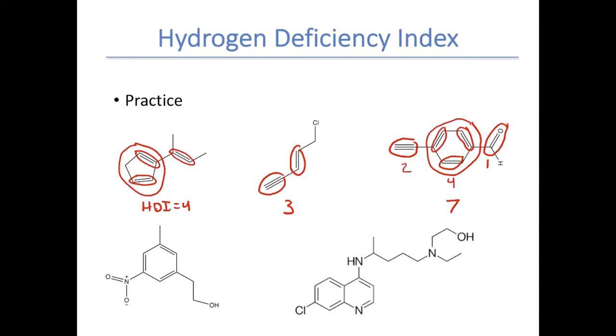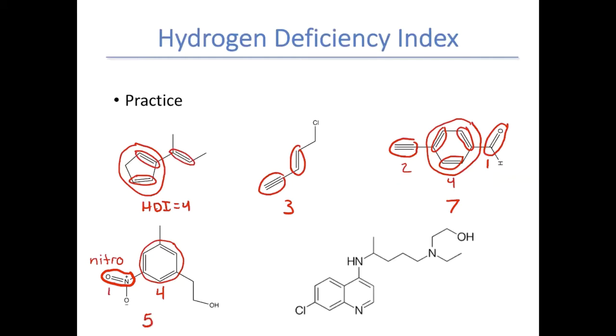We can see on our fourth structure at the bottom here, we have that aromatic ring, and we know that aromatic ring has to have an HDI of 4. We also see we have a nitro group here. If you're unfamiliar with the nitro group, please familiarize yourself with it now. Within the nitro group, it contains one pi bond. So that means this molecule has an overall deficiency of 5.